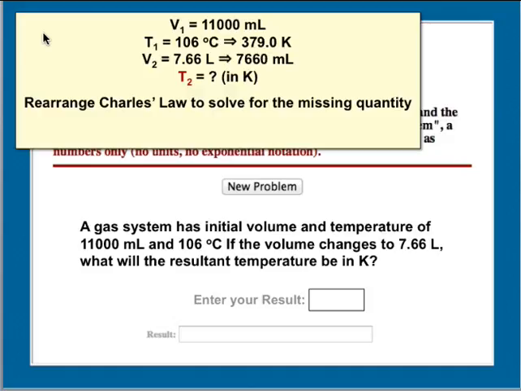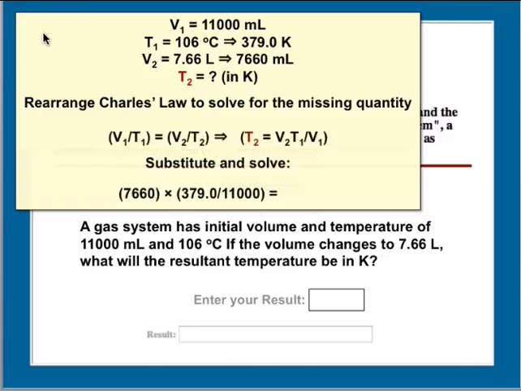So write your expression, V1 over T1 equals V2 over T2, solve for T2. Plug in your numbers. T2 is V2 T1 over V1. Here's our numbers substituted in. And this is 264 K. If we wanted this in centigrade, what would we do? Subtract 273, because Kelvin's always bigger.